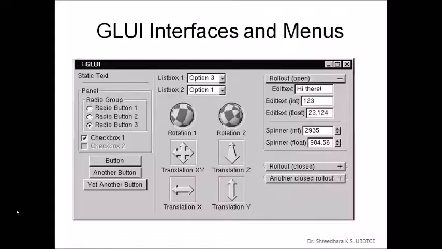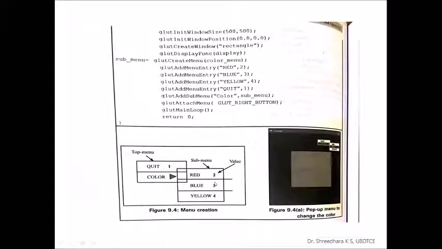When color is selected, a submenu appears with red, blue, yellow. The IDs or values are 2, 3, 4. When the user clicks on one, the drawn picture will be colored with the corresponding color. In the output, you can observe quit and color. When color is clicked, the submenu appears. I hope you have seen this in many applications. Now we are developing such an application with C or C++ and OpenGL GUI support.